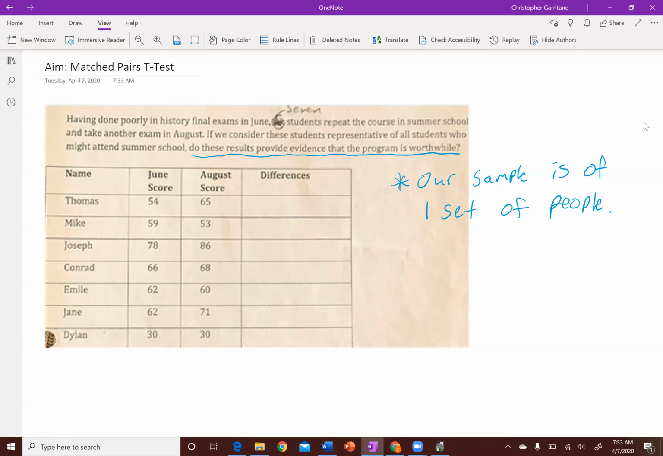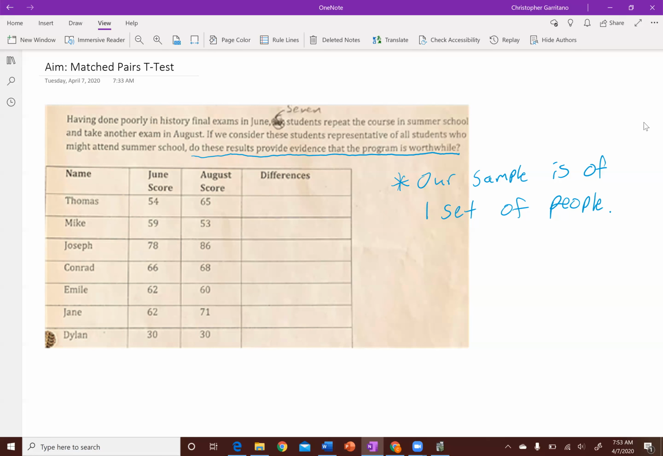All right, now the question that we're trying to answer is, do these results provide evidence that the program is worthwhile? So really, I don't necessarily care what Thomas got in June, and I don't necessarily care what Thomas got in August. What I do care about is how much has Thomas improved between June and August, or how much has he regressed. Okay. Same thing with Mike and Joseph and all of these people.